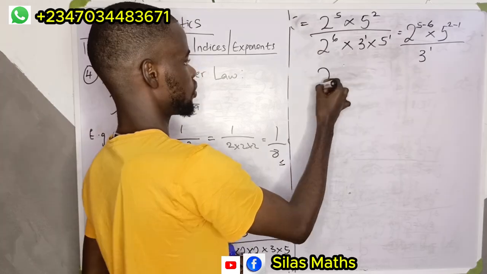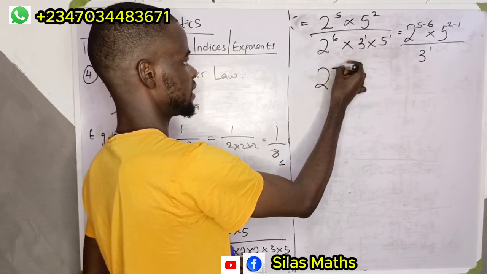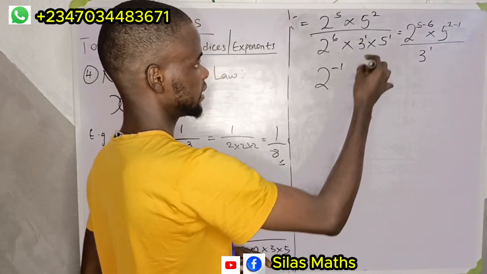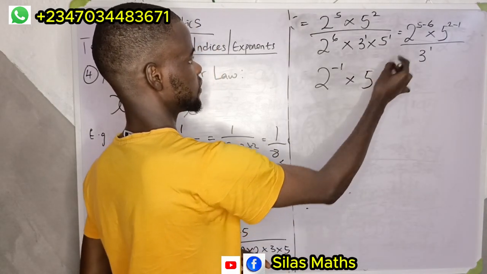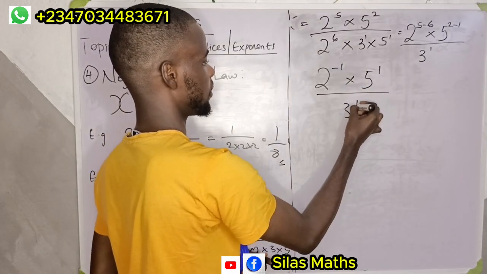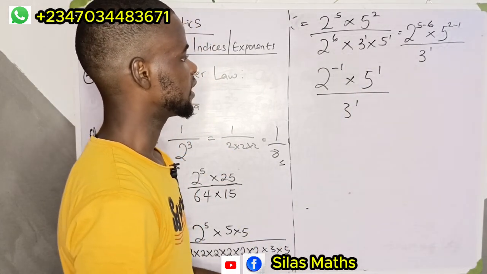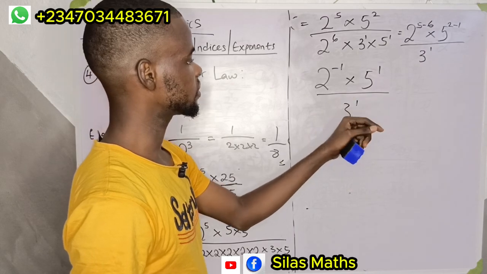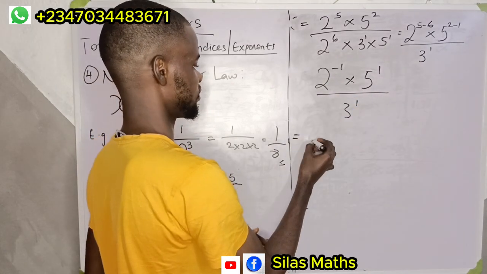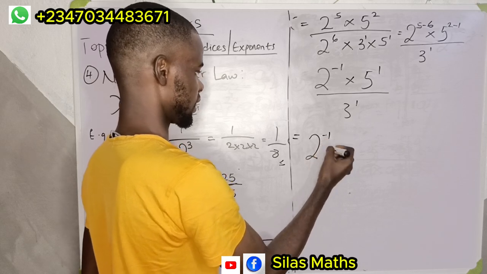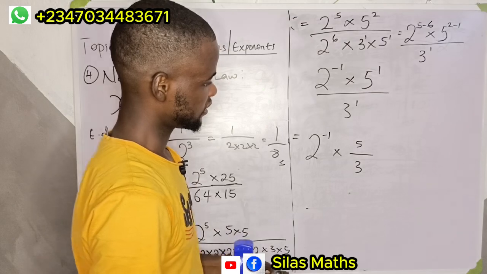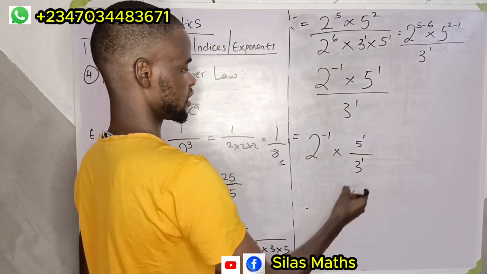So this is going to give us 2 to the power of negative 1, because 5 minus 6 is minus 1. Then 5 raised to power 1, all over 3 raised to power 1. So at the end of the day, I can express this as 2 to the power of minus 1 times 5 over 3, all to the power of 1.